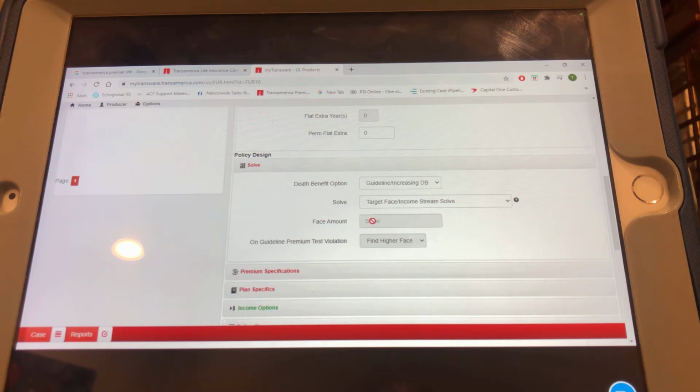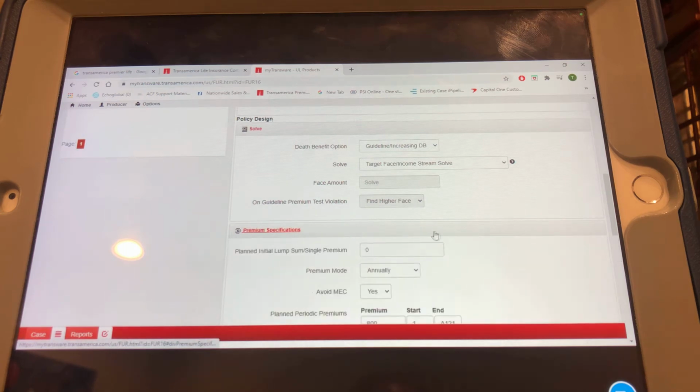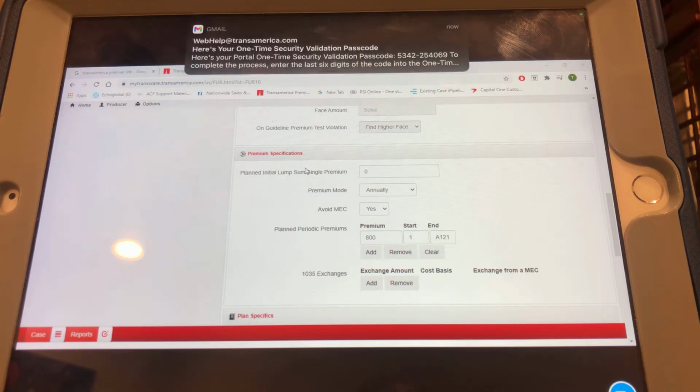What it's doing for us is the software is going to determine what the death benefit amount is for us. Okay? And it's also going to solve for income stream later on. Next thing we're going to do is hit premium specifications. Premium specifications. Am I going too fast? Is everyone okay with this? I'm good. Okay. Everyone else is good? I only heard one person. And I know Christina's a sharp cookie, so I know she's good. I'm good. All right, thank you.